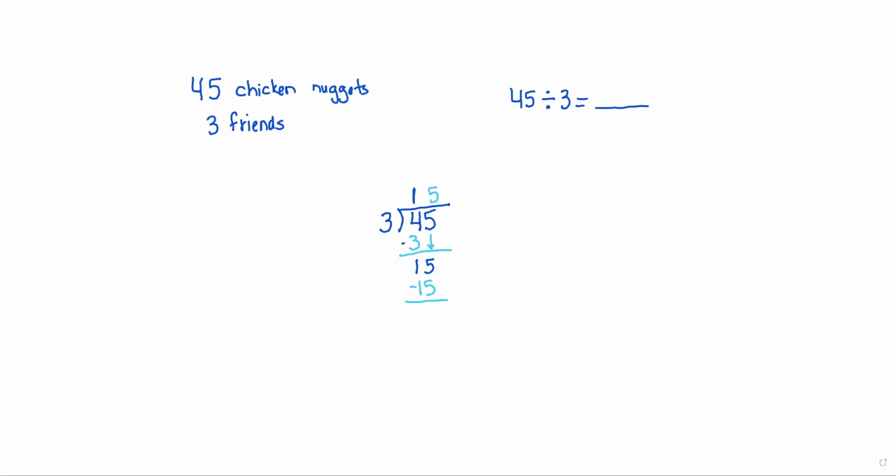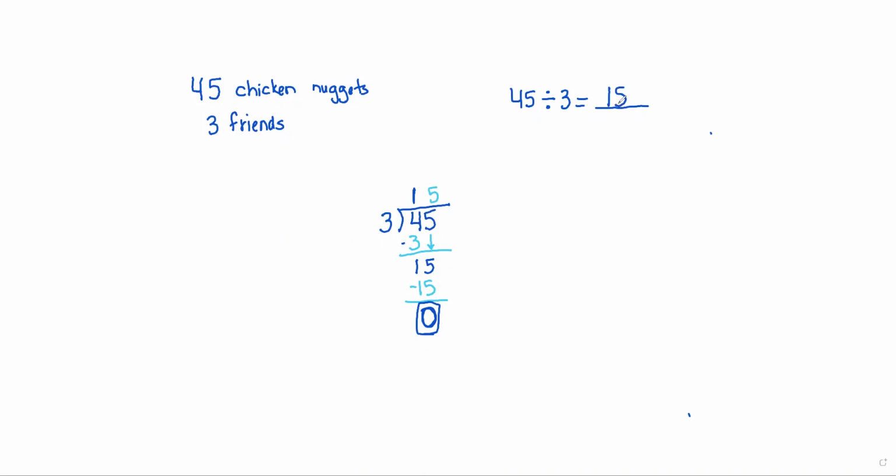15 minus 15 equals the best answer we can come up with, which is 0. If we have a 0 down here, that means that we've done it all, and that means that it goes in evenly. So 45 divided by 3 equals 15.